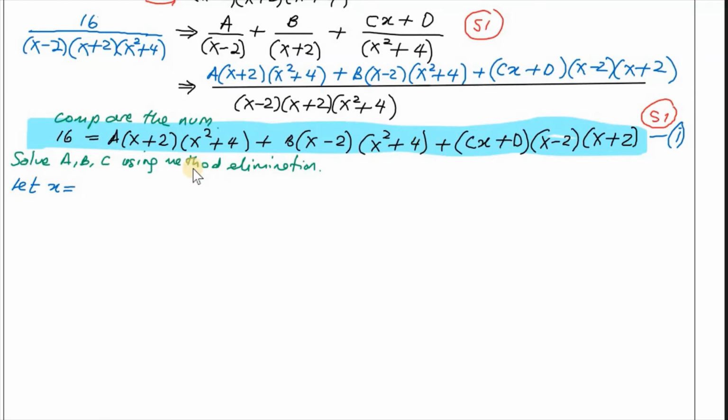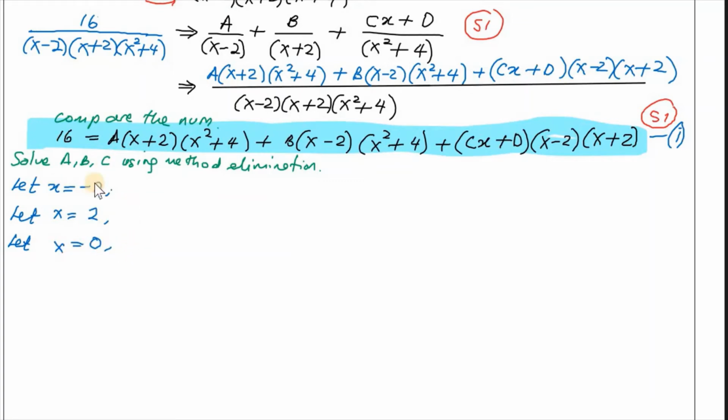Then how do we solve it? Let's use elimination instead of comparing the coefficients, because the elimination method is much simpler, but you have to get this factor first. For example, we can easily eliminate A by setting x as -2. What else to eliminate? We can easily eliminate B by replacing x with 2. And we can easily eliminate C by setting x equivalent to 0.